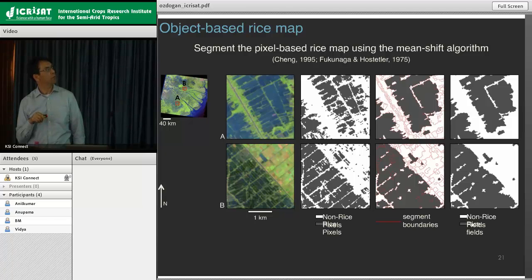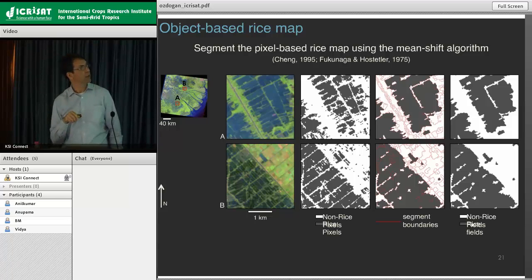Those are my individual pixels, but then make a field boundary map. Those were the red boundaries, and then aggregate my individual pixels into those field boundaries using majority rule, and make a map of rice, no rice at the field scale. So those are my individual fields or individual blocks, and then this is just the second example down here.